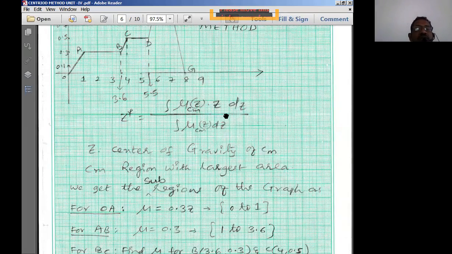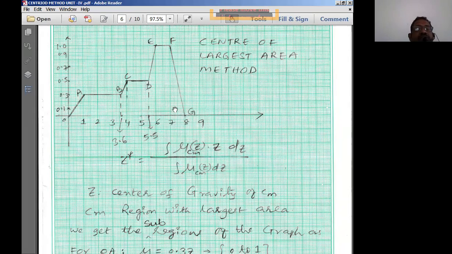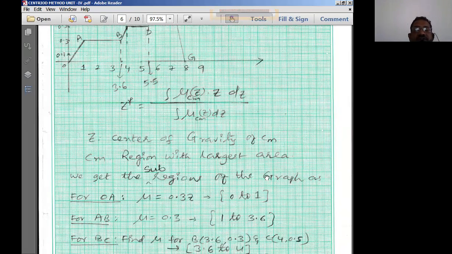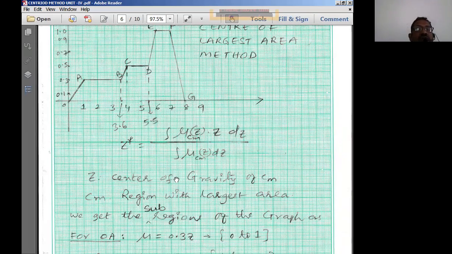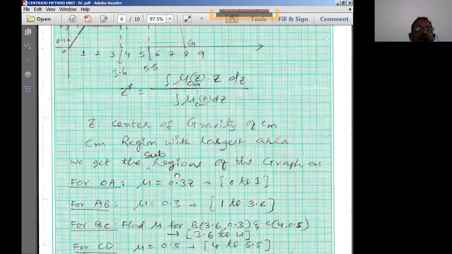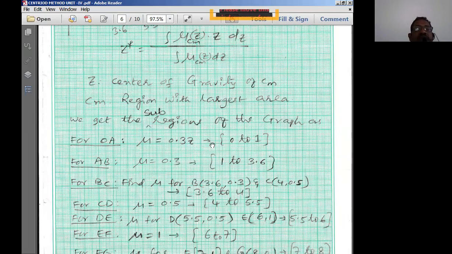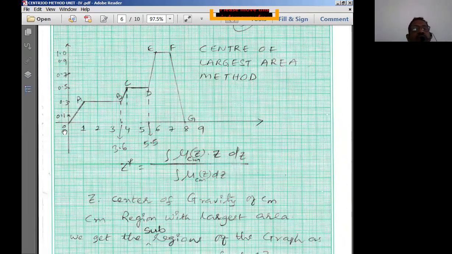Z is the center of gravity of the fuzzy set CM, and CM is nothing but the region with the largest area. So we get the subregions of the graph as shown below. Now we'll designate them with the letters OA. This is O to A, this is B, this is C, this is D, E, F, G. So we have to keep on finding out the area OA, AB, BC, CD, DE, EF, and FG.